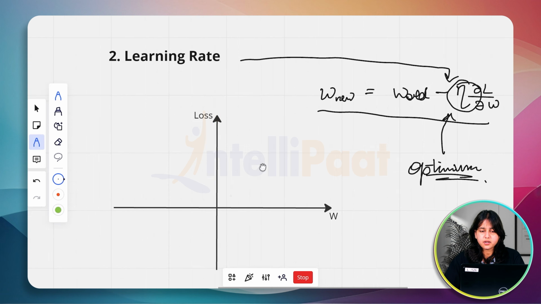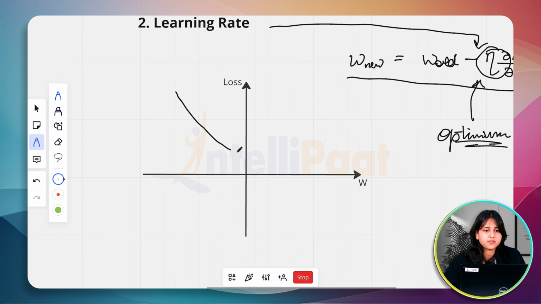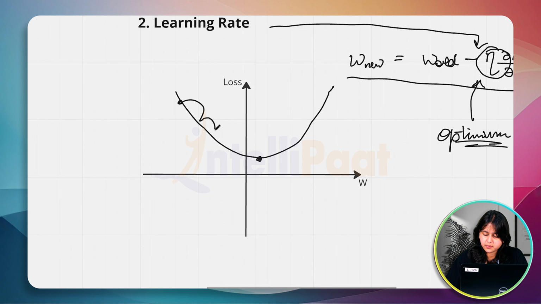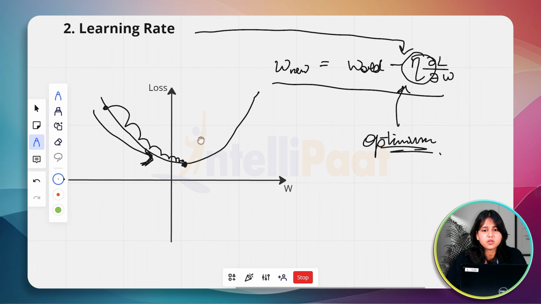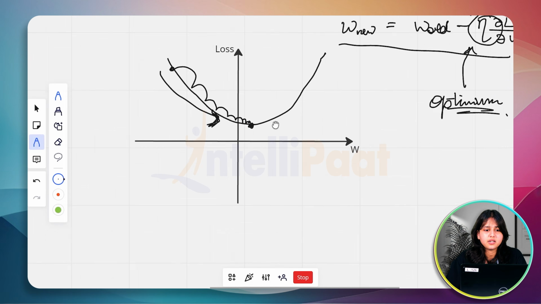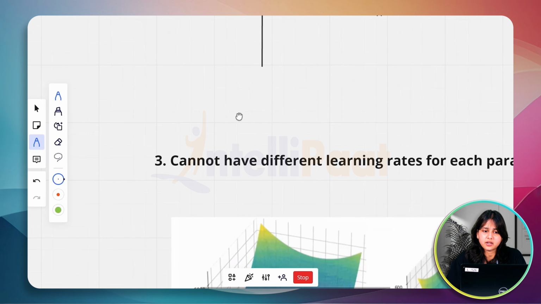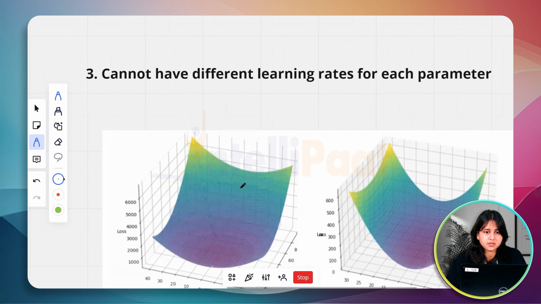Suppose we have our loss function graph like this. We start over here, we want to reach over here, our global minimum. Say we start going initially like this, and then as our learning rate decreases, this is what our learning rate would look like, right? So in order to find the optimum learning rate, we need to again have a lot of calculations. So this is again a problem in gradient descent.